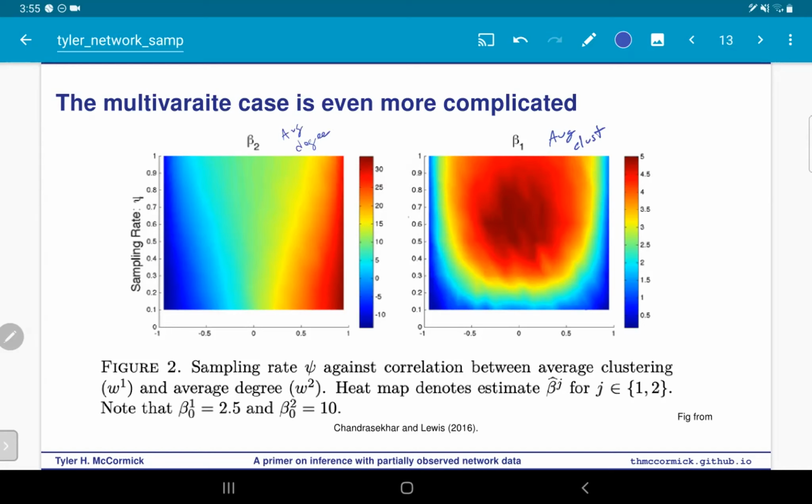This is a plot of the sampling rate. The y-axis in both of these plots is the sampling rate, and the x-axis is the correlation between these two statistics, the average clustering and the average degree. The key point here is that the coefficient on the average degree is not measured with error in this simulation.